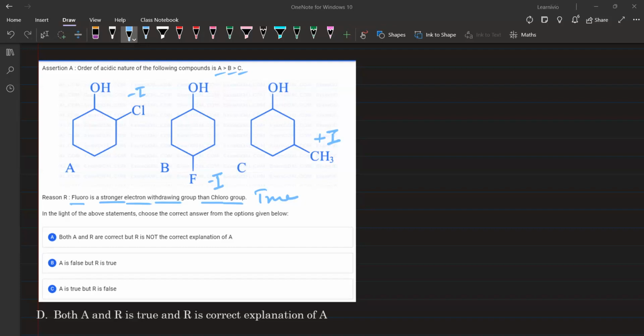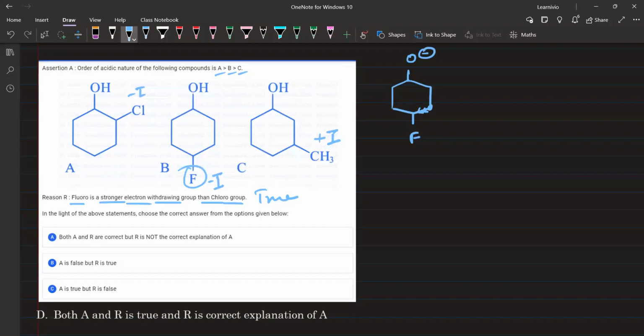But the next question that comes here is, what will be the effect of distance? Okay, what will be the effect of distance? Here they are saying A, B, and C. Okay, so the assertion is true. Reason is true. In the assertion, if you see, even though fluorine is a stronger electron withdrawing group, it is very far away from the OH. So when this cyclohexanol is going to show acidic nature, the O negative will be somewhere here, and fluorine is here. So fluorine will be pulling the electrons.